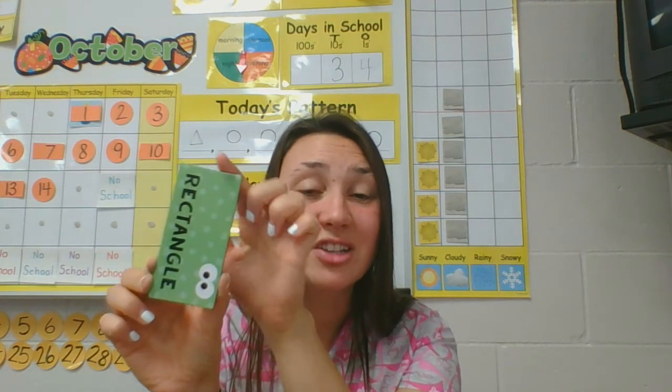And finally, what kind of shape has four sides, but two of the sides are longer than the other two? Starts with an R. Yep, a rectangle. And it can be sideways, it can be tall like this, just has to have two long and two short, right?